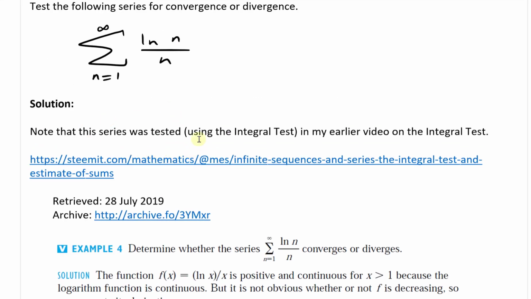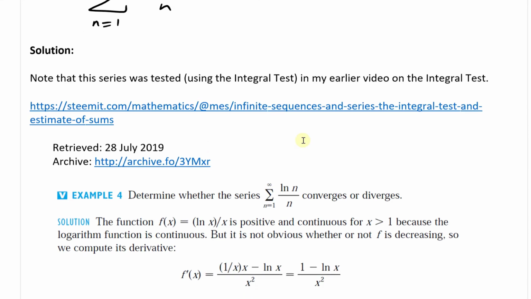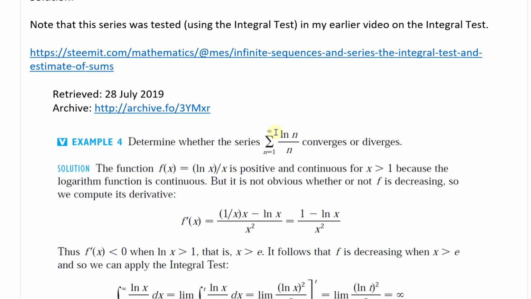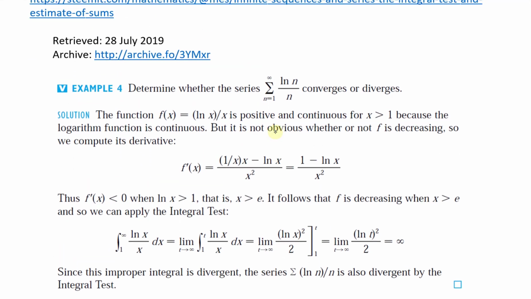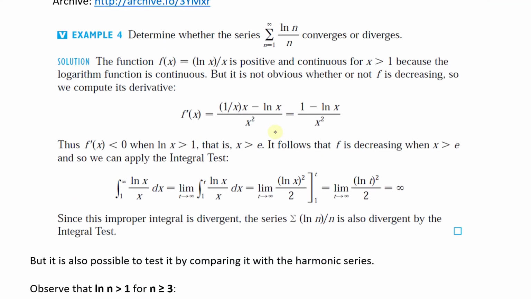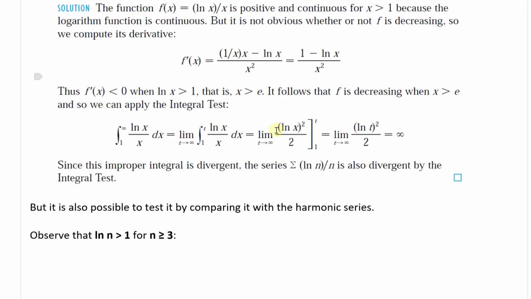Note that this series was tested using the integral test in my earlier video on the integral test and estimates of sums. Here's a link to it, and a screenshot from my calculus book. Determine whether the summation from n equals 1 to infinity of ln n over n converges or diverges. I made it into a function, took the derivative, applied the integral test, and did some integrals.